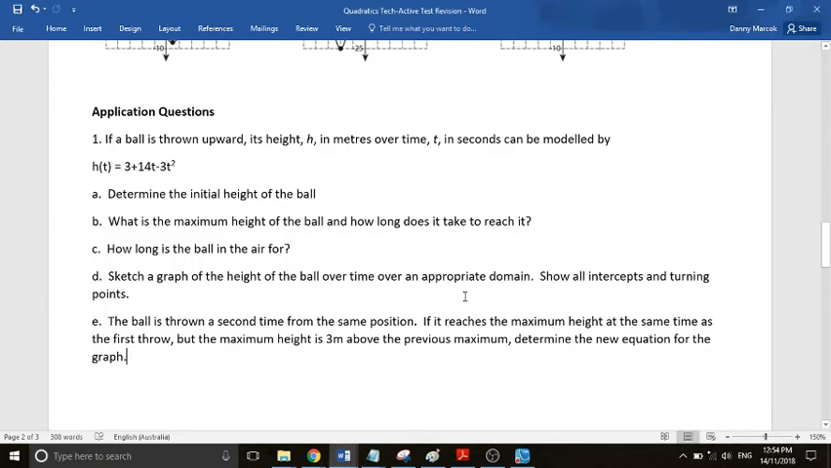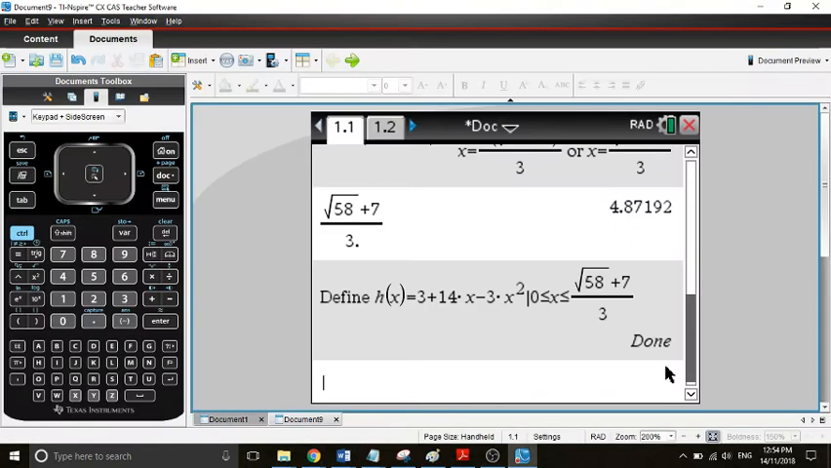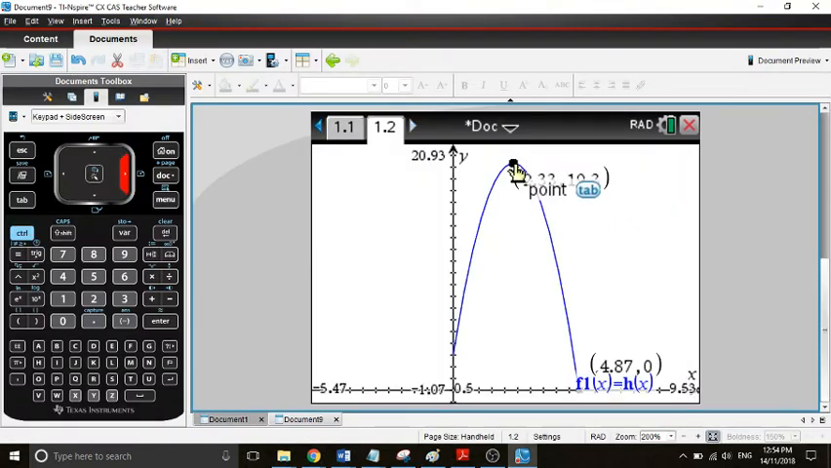If we don't tell you what the domain is, we just say an appropriate domain. Okay, last thing. The ball is thrown from the same position, so it's going at the same height. It reaches the maximum height at the same time as the first throw, but the maximum is 3 meters above the previous maximum, determine the new equation. So that tells us that our maximum still happens at 2.33 seconds, but it happens at 19.3. It's happening higher than that.